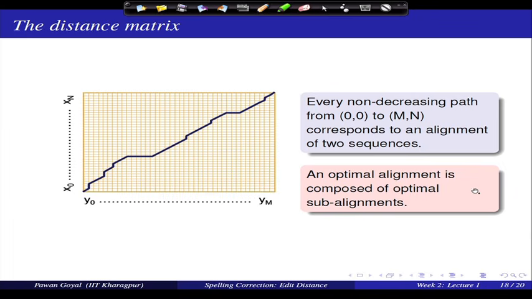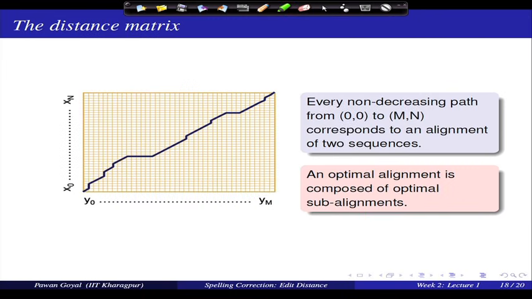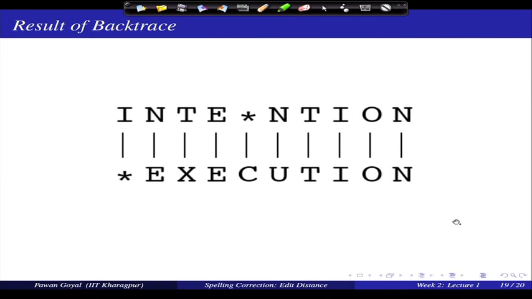And as per the dynamic programming approach, an optimal alignment should be composed of optimal sub-alignments. So that means whenever I am going from i to j, I can always use the optimal sub-alignments between i minus 1, j, and so on. Okay, so that's how this algorithm is designed. If you do the backtrace, you can find out from intention, you go to execution, and what are all the places where you did insertion, deletion, and substitution, and which words you did not have to change at all.